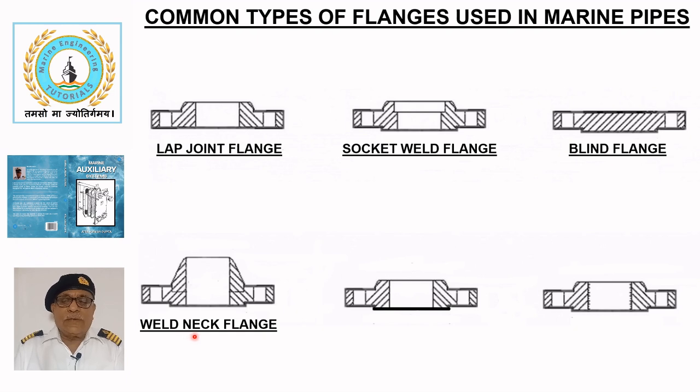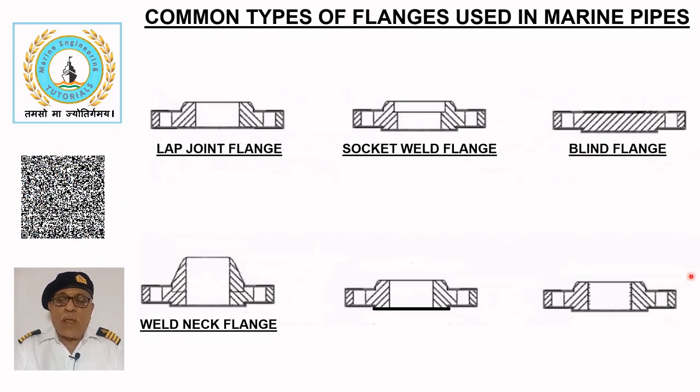Weld neck flanges. It has a long tapered hub that is butt welded to the pipe and is used for high pressure and high temperature systems such as steam and fluid lines. It provides excellent stress distribution and high structural integrity.